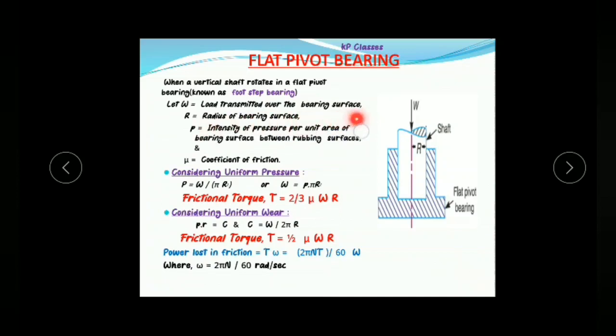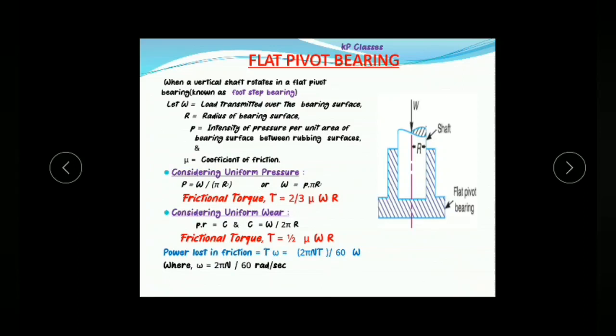Let W equal to the load transmitted over the bearing surface. This one is the W, which is the vertical load. R equal to the radius of the bearing surface. P equal to the intensity of pressure per unit area of bearing surfaces between rubbing surfaces, and mu equal to the coefficient of friction between rubbing surfaces, that is the shaft and bearing.